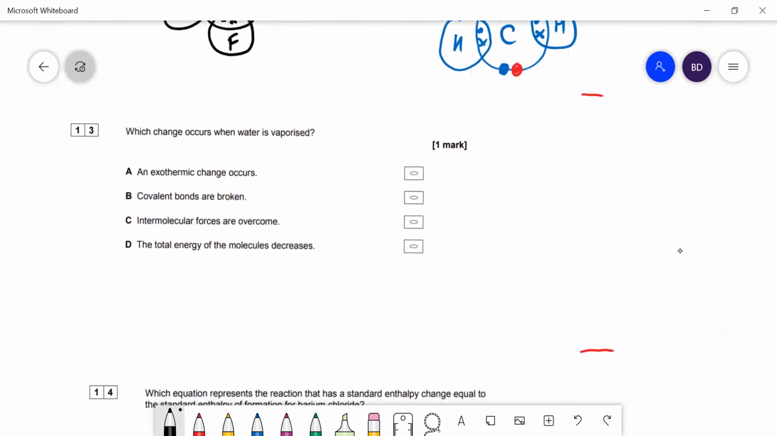Okay, what change occurs when water is vaporized? An exothermic change occurs. That's wrong, because you've got to break hydrogen bonds between the water molecules, and that's going to require energy. It's going to be endothermic. Covalent bonds are broken. No, you don't break any of the hydrogen-oxygen covalent bonds. Intermolecular forces are overcome. That's true, it's the hydrogen bonds that are overcome. And the total energy of the molecule decreases. It doesn't. It probably increases because you have to add heat. You have to provide heat in order to do it. Okay.